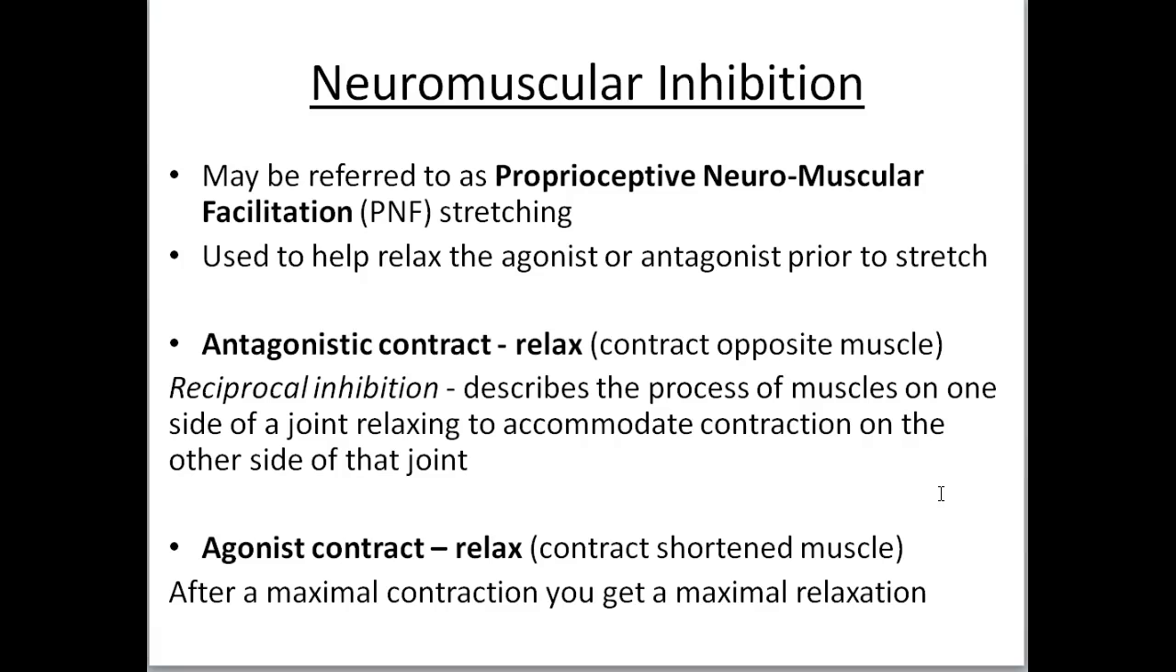So, neuromuscular inhibition. This could be referred to as proprioceptive neuromuscular facilitation, or PNF. We're not using true PNF here, we're just using contract relax, which you'll cover in the practical session. So the antagonist contracts, you contract the opposite muscle and you get reciprocal inhibition, which describes the process of the muscles on one side of a joint relaxing to accommodate the contraction of the other side of that joint. And then you've got agonist contraction and then relaxation. So you contract the shortened muscle. After a maximal contraction, you get a maximal relaxation. And all this will become clear in the practical session.